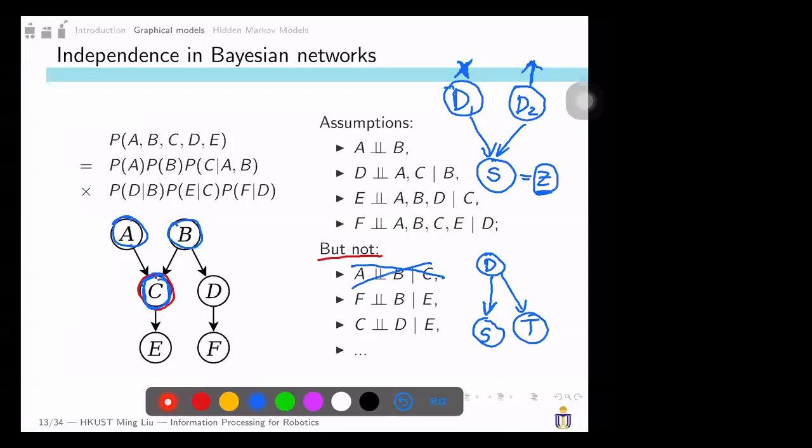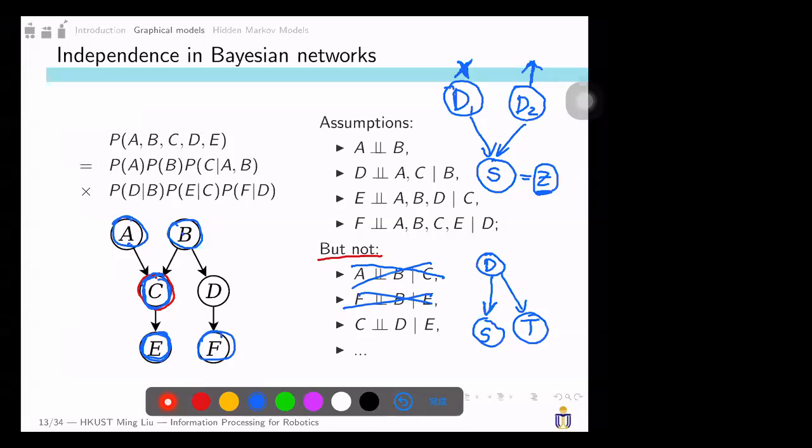Similarly, given E, A and B will also be dependent, right? Given E, F and B will also be dependent. Given E, C and D will also be dependent.